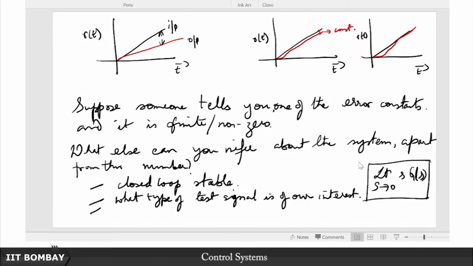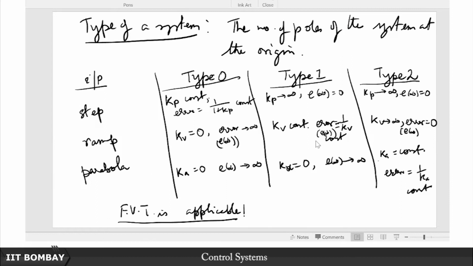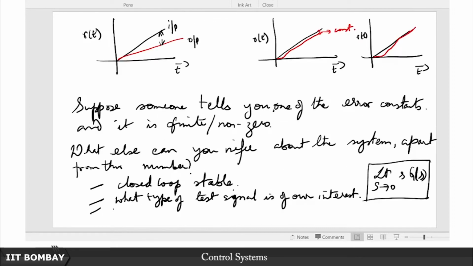Now once I have already inferred what type of input the person is interested in from the knowledge of whether he has given me a Ka or a Kv or a Kp, the second thing is obvious. If it's a constant value that the person has given me, then he or she has probably given me also the type of the system. So from this information I can also infer what is the type of the system. So immediately from something as simple as just a number, someone tells you Ka is equal to 25, you can immediately infer so many things.